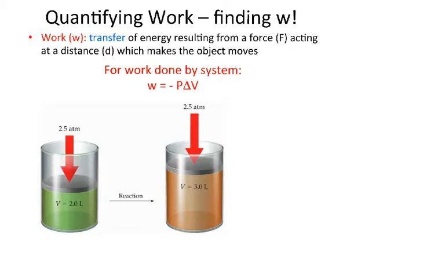Okay, we spent a lot of time talking about Q, but now we need to talk about W a little bit. What I said for you guys is that you only have to know conceptually what work is in this particular chapter. So work is the transfer of energy resulting from force acting over some distance, that makes the object move. We say that mathematically work is equal to negative pressure times the change in volume.